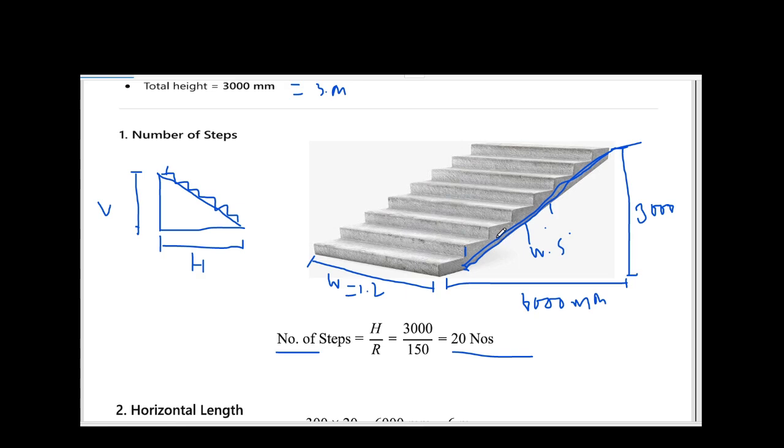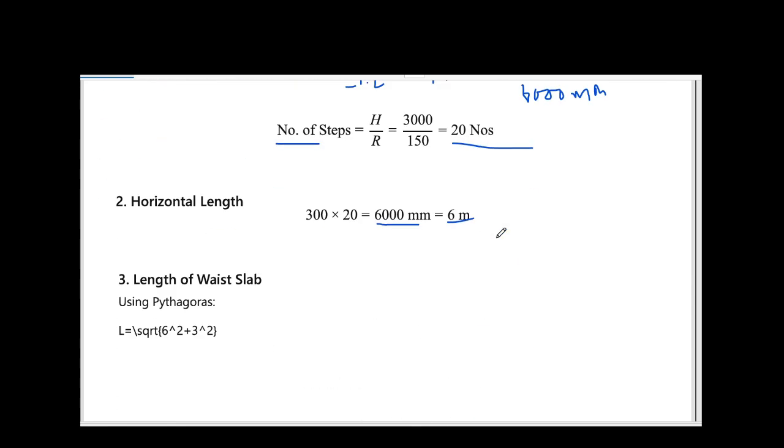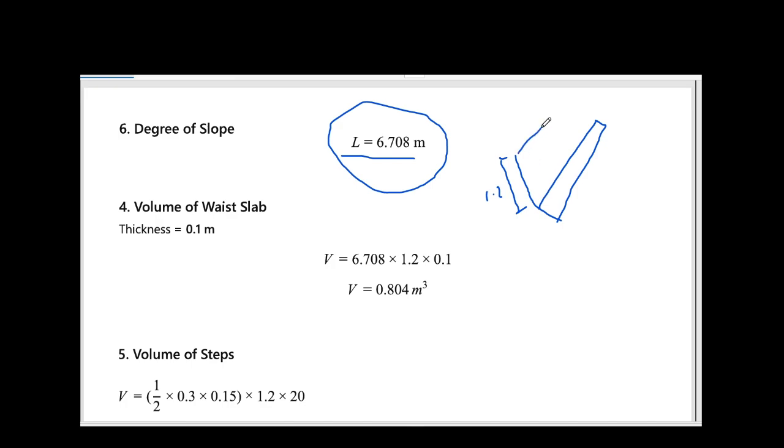I hope you can visualize this image, how it looks. Simply, this is the base slab. This is the inclination, and this portion is 1.2 meters in width, and the length of this base slab we got is 6.708 meters. Its thickness we assume to be 0.1 meter. So volume is length times width times thickness. Simply, the volume we are getting is 0.804 cubic meters.